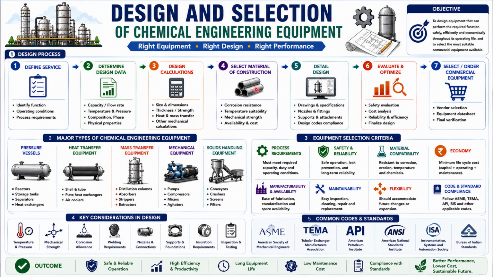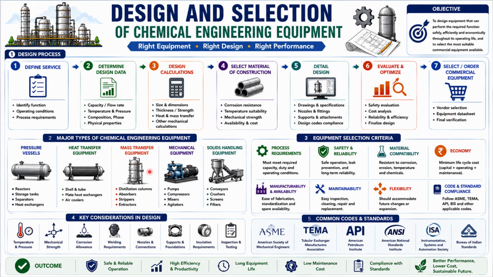Then we go for a detailed design, where drawing and specification, nozzle and fitting, supports, attachments, and the design is in order with the codes. It is complying with all the codes needed, that has to be checked. Then we evaluate and optimize on the basis of safety, cost, reliability, efficiency, and then we finalize the design. Once the design is finalized, then we give the order to the commercial vendor or whoever is going to design or manufacture that equipment. So these are the major design process steps.